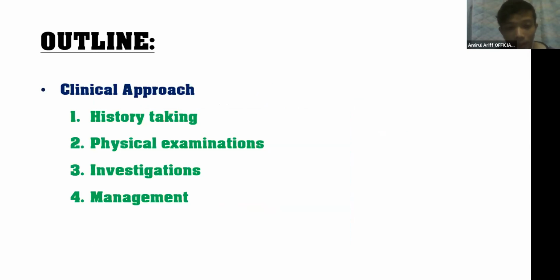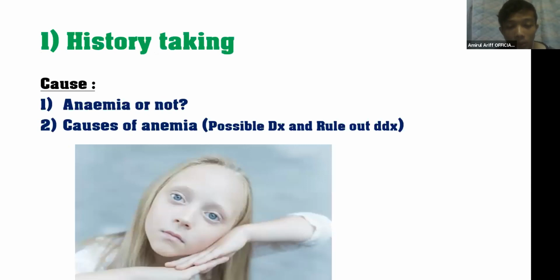So of course, this is my outline, okay? And of course, for every case, in general, our approach is history taking, physical examination, investigation, and lastly, management, right? So let's get started. So in history taking, we want to know whether the pallor is due to anemia or not, or if it is due to anemia, we want to know the causes of anemia.